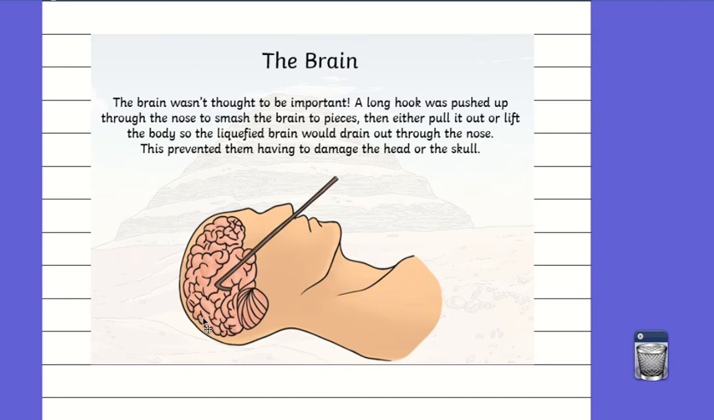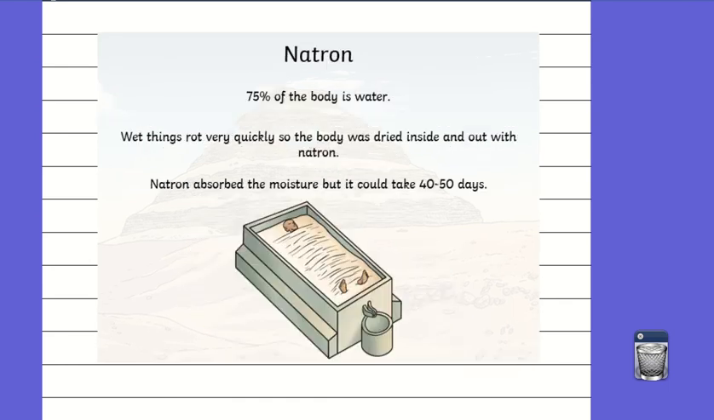Okay, the brain. The brain wasn't thought to be important during these times, and what they did is they pushed a long hook up through the nose and smashed the brain into pieces, and then they'd either pull it out through the nose or lift the body so the brain, which is now liquid, would drain out through your nose. This prevented them having to damage the head or the skull, so they didn't have to crack the skull open and go in, they could go up through the nose, which is a bit disgusting really.